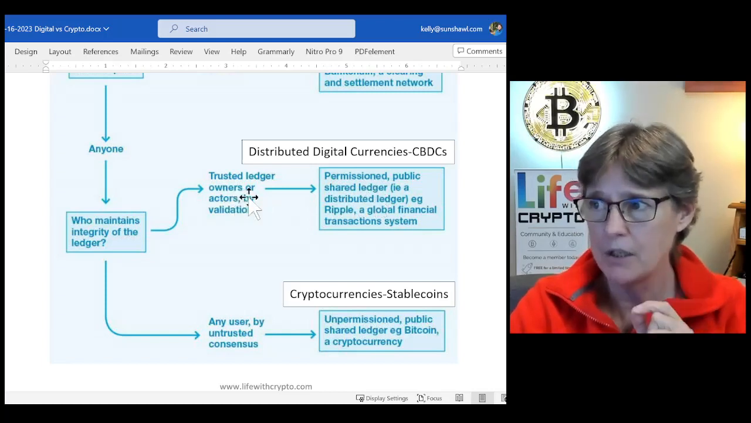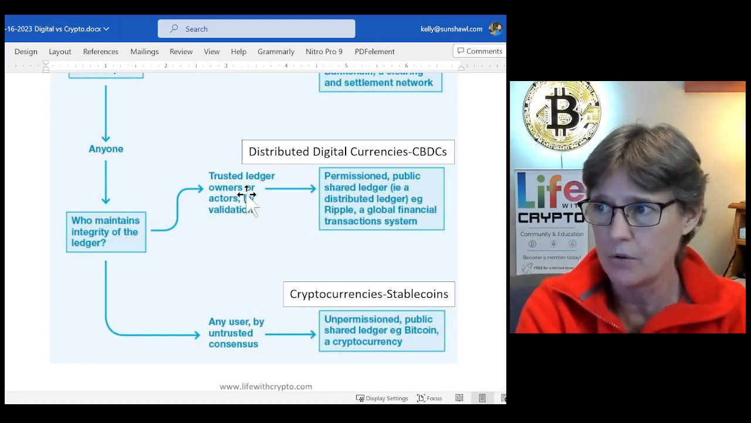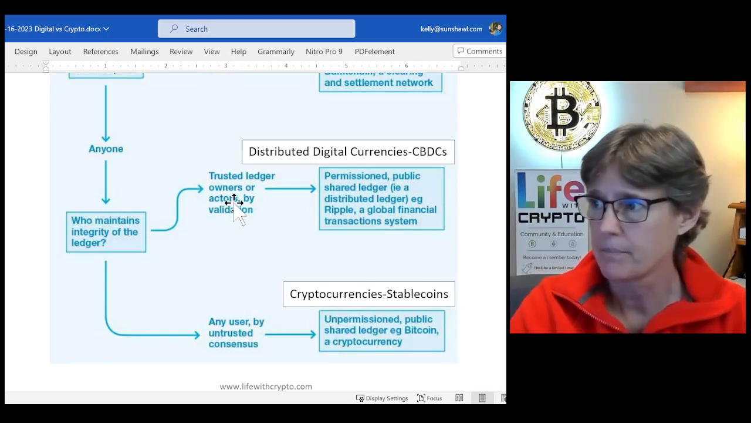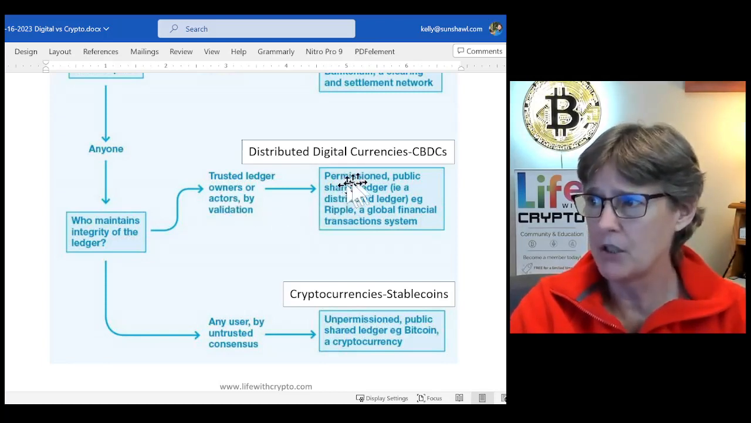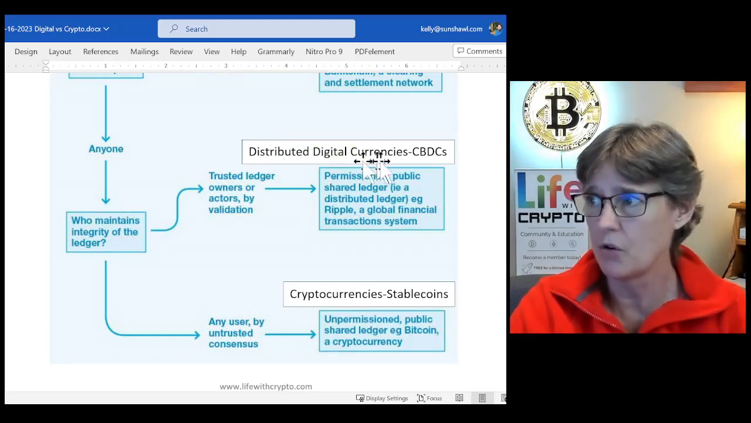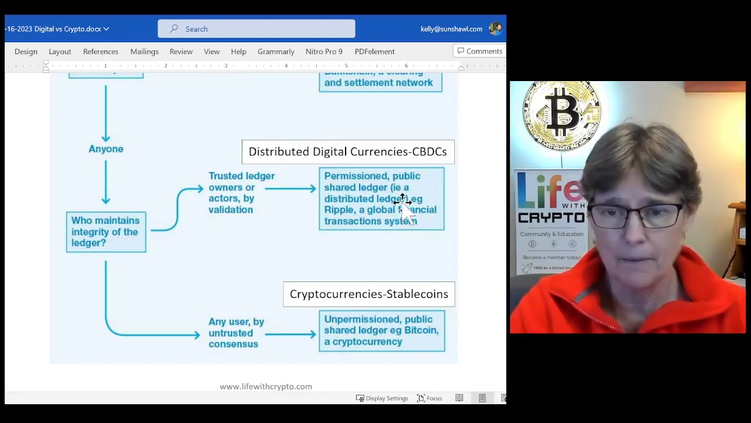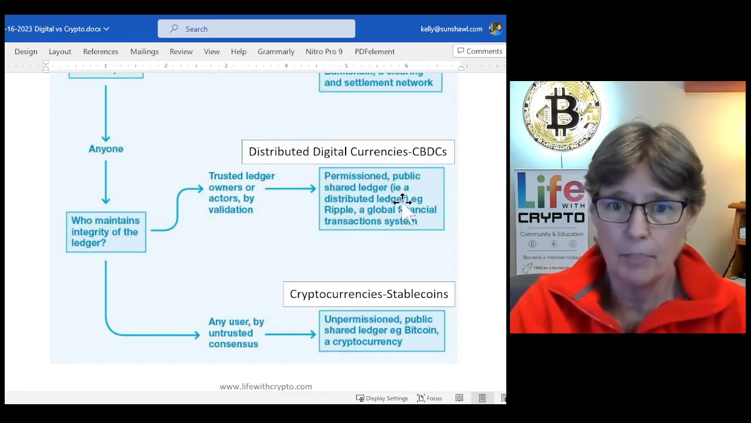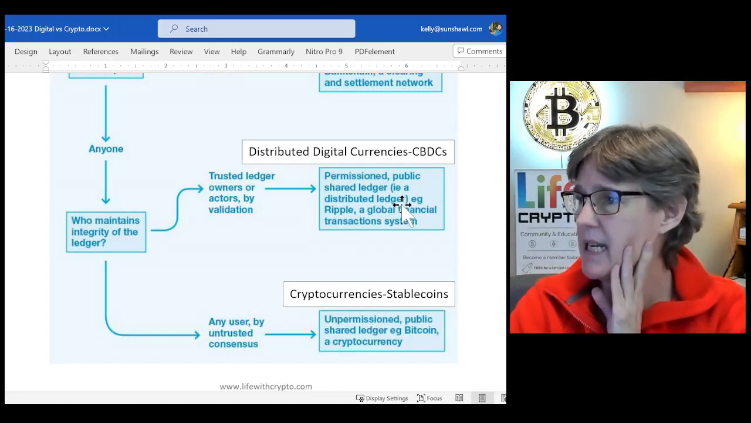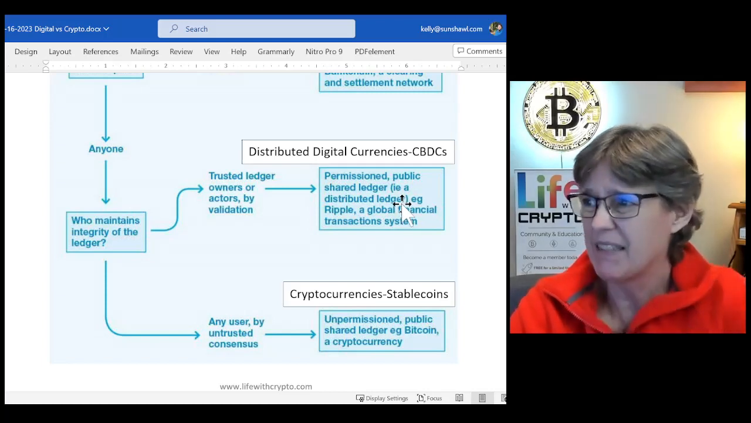Now, permissioned means that there are nodes, but there's only a small quantity of nodes, and they all know each other usually. It'll be a handful of companies or something. And that is a permissioned public ledger. And this is where distributed digital currencies are going to belong. So the trusted ledger owner could be a government, or it could be a company. Let's see, I'm trying to think of an example besides CBDCs that's a public permissioned ledger, and I can't think of one off the top of my head.